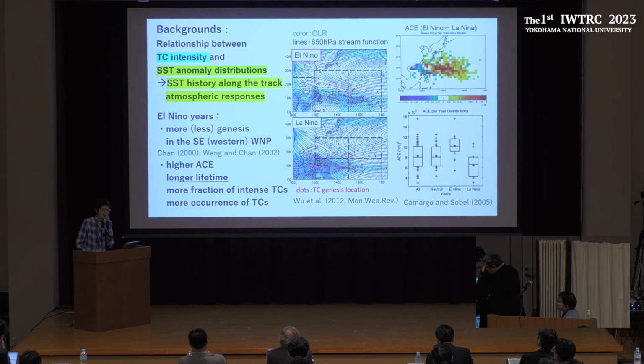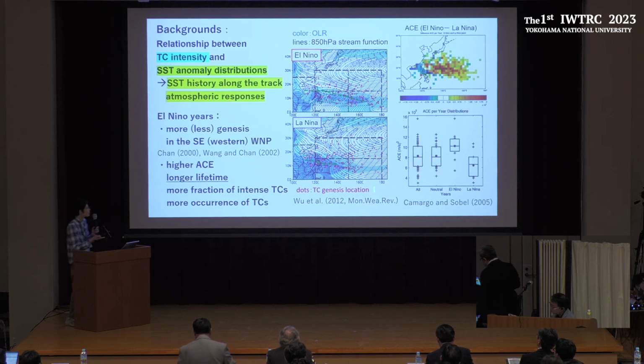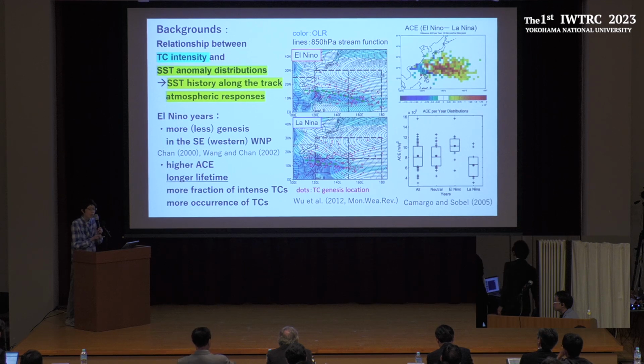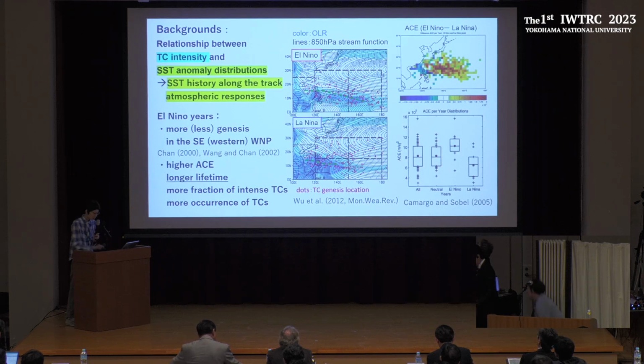A typical example is the El Nino years. In El Nino years, tropical cyclones tend to be generated in the southeastern part of the Western North Pacific and then travel a long time over the warm ocean, and gain a high accumulated energy.